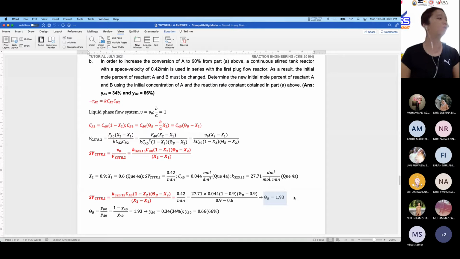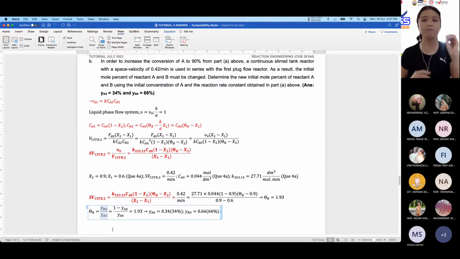So you have to remember. Theta B tu sama dengan YB0 per YA0. Okay, so kamu pun kena ingat kan. YB0 tambah YA0 sama dengan 1 sebab 100% tu akan merangkumi peratusan A, peratusan B. Ataupun we can say YA0 plus YB0 equals to 1. Hence, YB0 tu sama dengan 1 minus YA0.